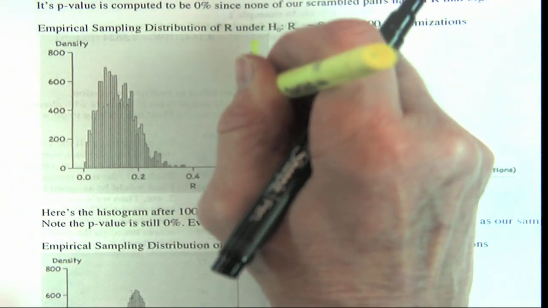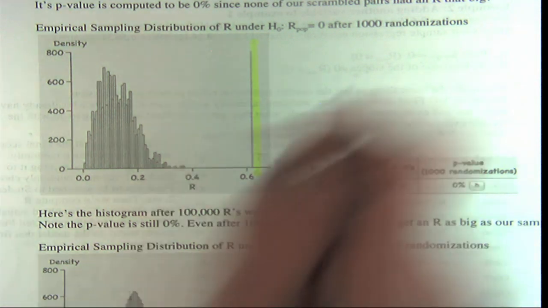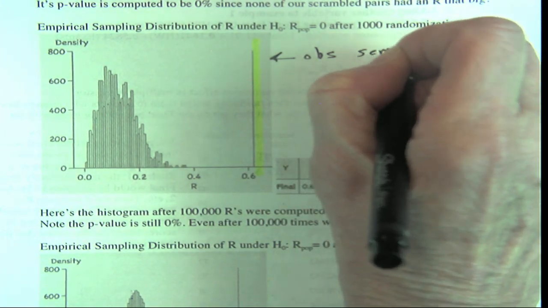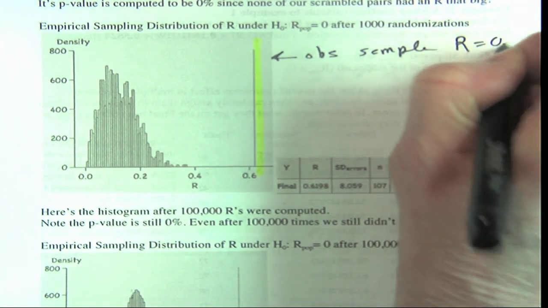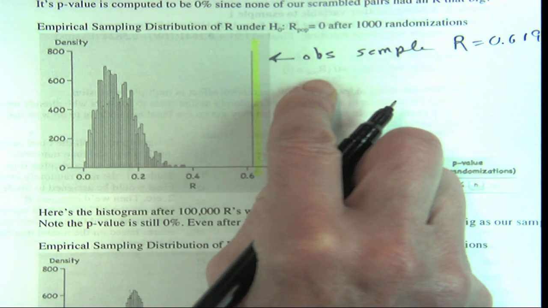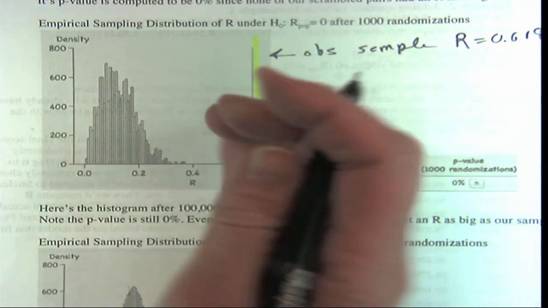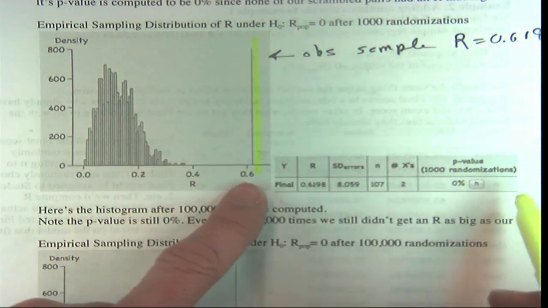Here's our observed one, right? That's our observed sample R. It's not a critical value or anything like that. It's just our observed sample R equal to 0.6198. And look that we really got, not through randomizations. How does it compare to all our randomized ones? Well, it's really, really different. The p-value is clearly 0. We didn't get anything close.